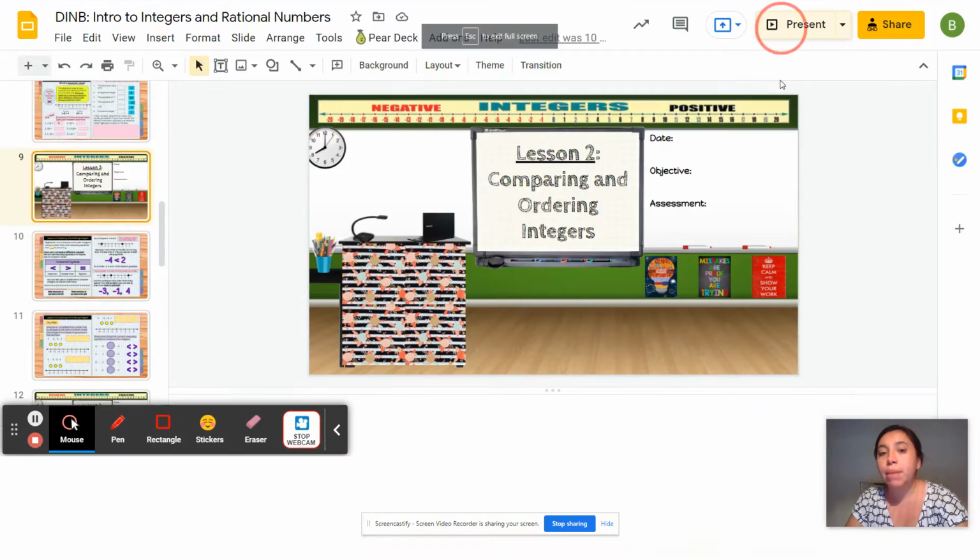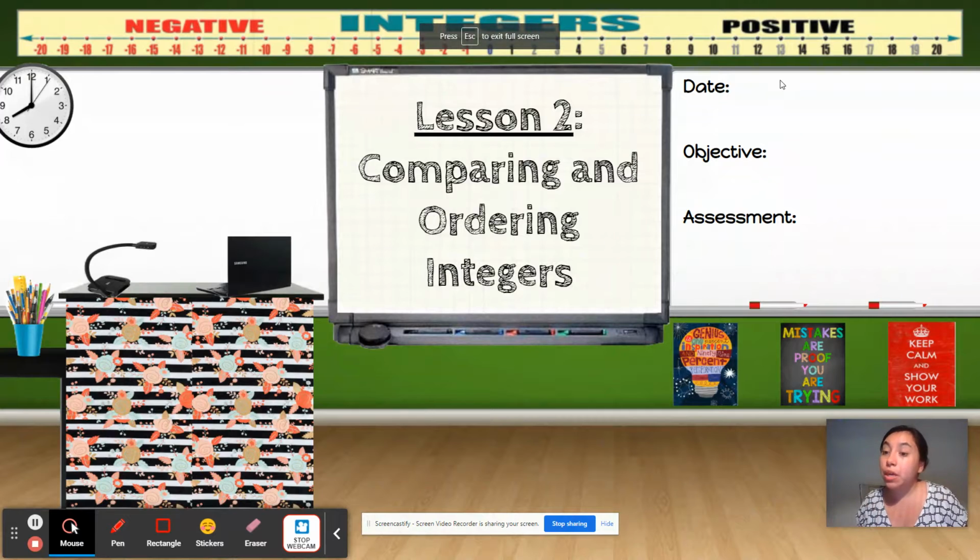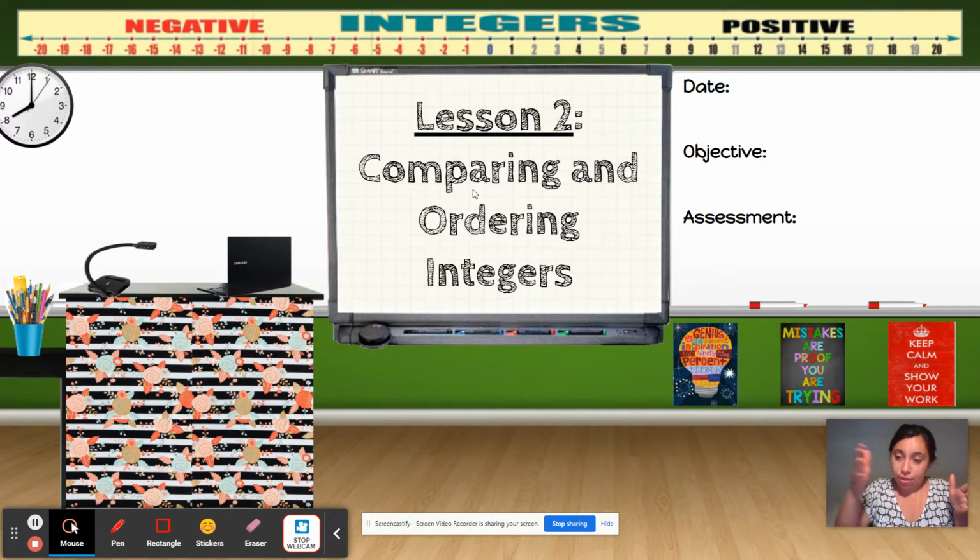So after learning about integers and reviewing absolute value and opposites, we're reviewing comparing and ordering integers. Remember, comparing means we're trying to figure out what is similar, and how to find out what's similar and put it in logical order from first, second, third, and so on.